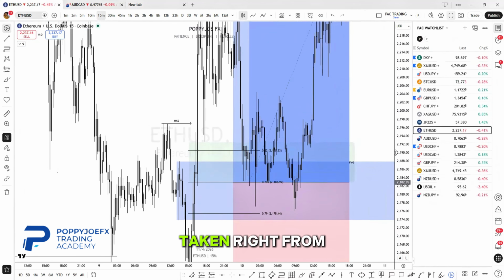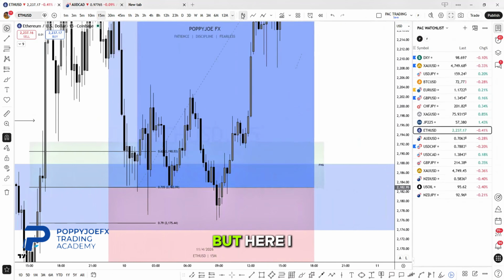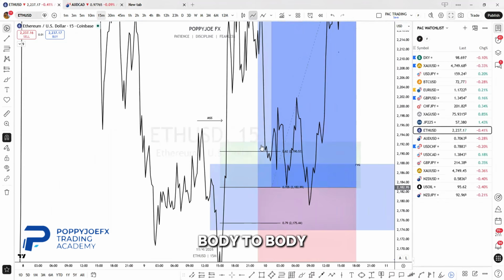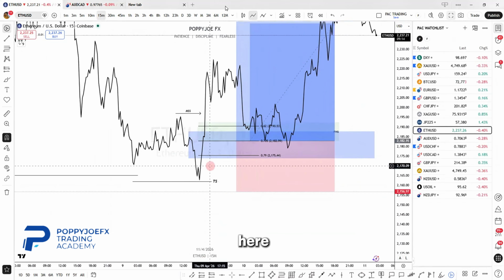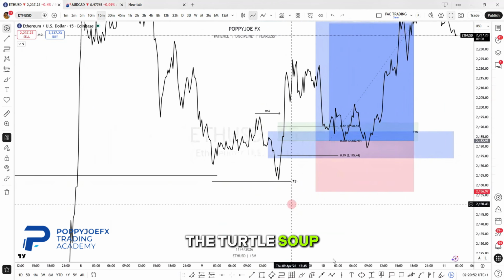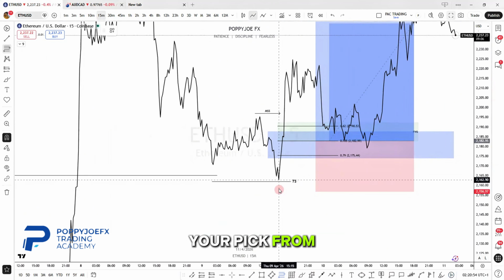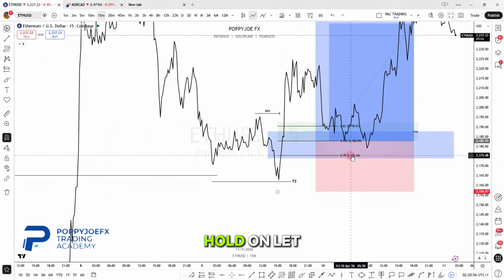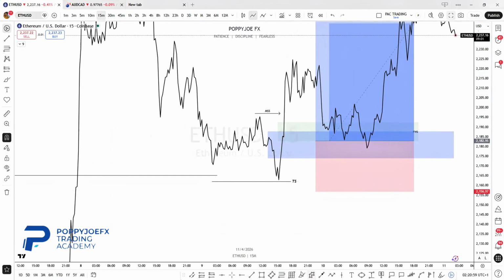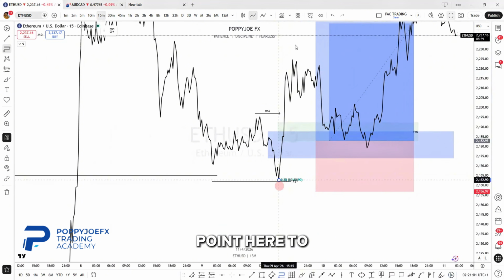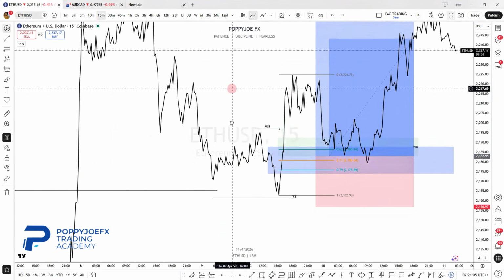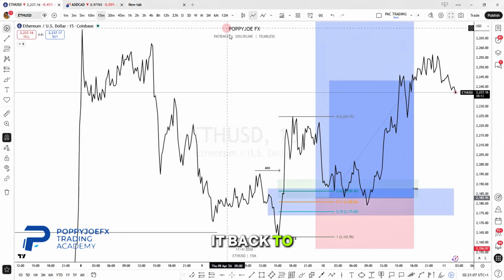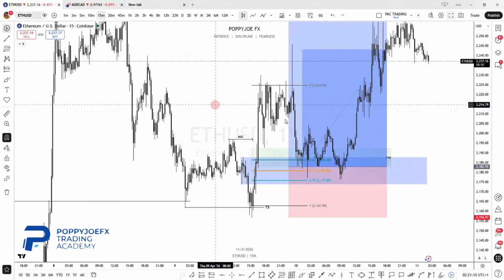Now the entry was taken right from the initial rejection, but here I use wick to wick. So let's apply body to body here for my OTE. So what's the rule of OTE? Once you have the turtle soup, you just mark from the low, your fib from the lowest point here. Okay, hold on, let me erase the previous OTE. So from the lowest point here to the highest point here. And let's take it back to, so look at this.